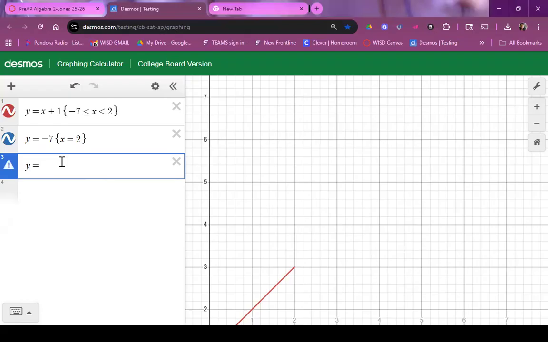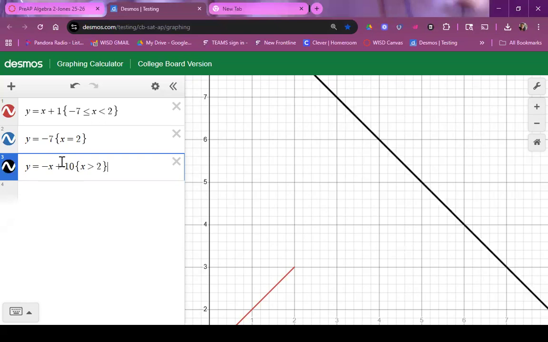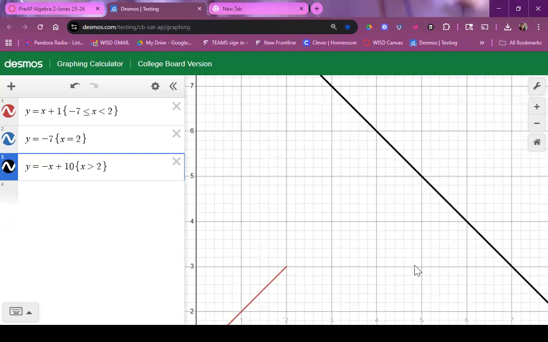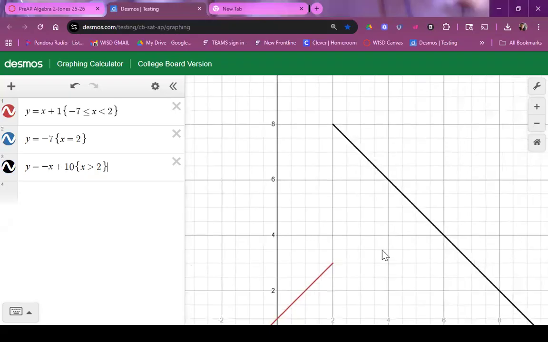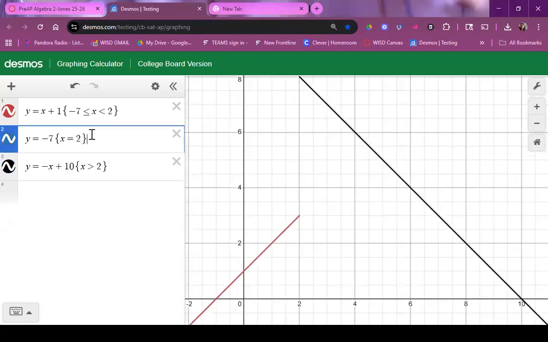All right, let's try the next one. y equals -x plus 10. And this is from when x is greater than 2. Okay, well, that one worked. But I wonder why the dot's not there.